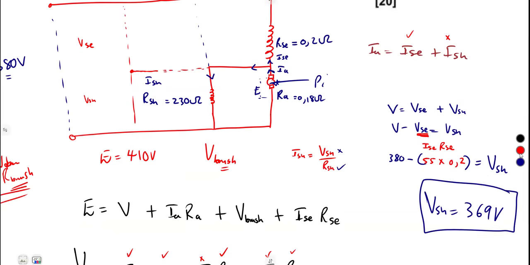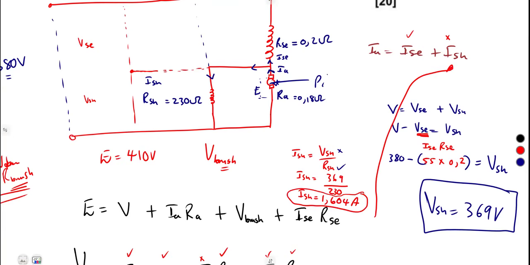That's our V shunt, which we need here to find what? I shunt. So V shunt, you substitute here as it is 369 over R shunt, 230. So that was going to give us I shunt of 1,604 amperes.